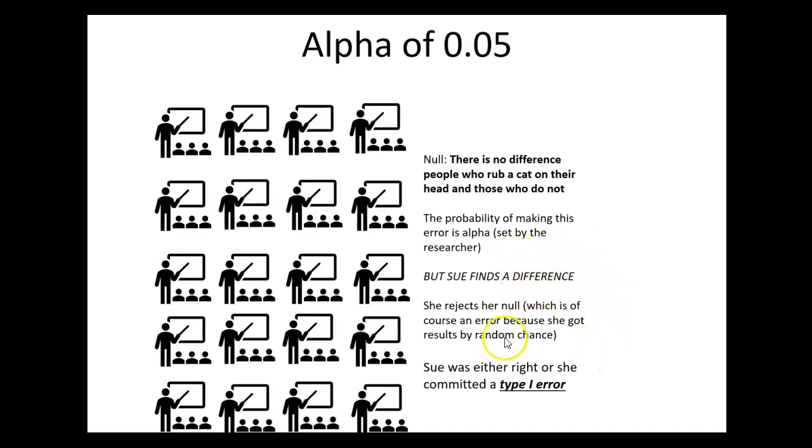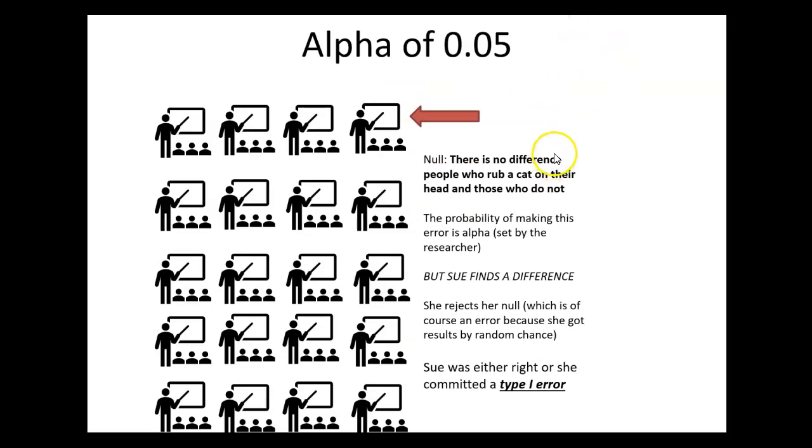Because she saw a difference, she rejects her null hypothesis, which is of course an error because she probably got there by random chance. In this case, Sue is either right that rubbing a cat on her head reduces headache symptoms, or she committed a type 1 error.